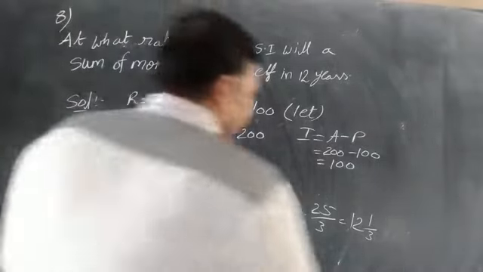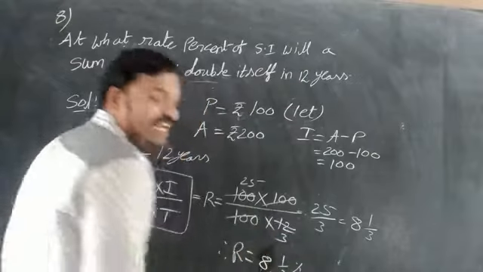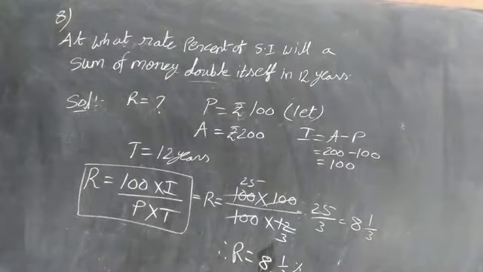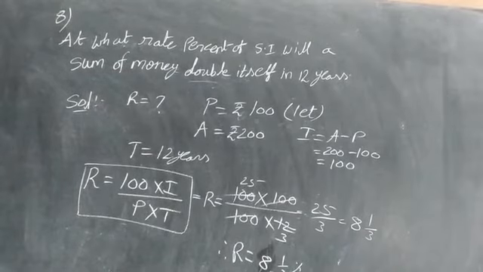Here cancellation using the 2 table, sorry. I did the cancellation with 2 table. Sorry, it is 3 table. So, 8 1 by 3 percentage.